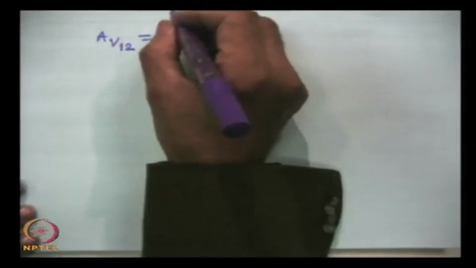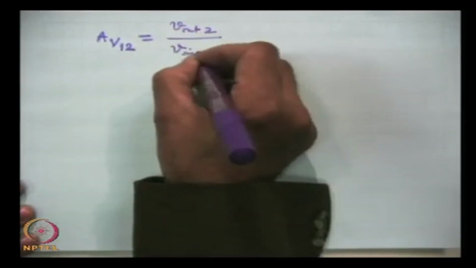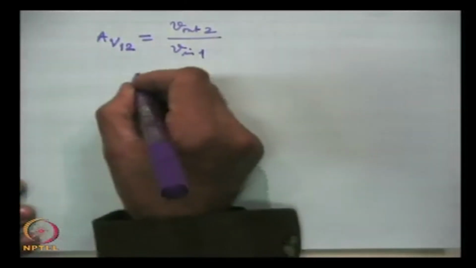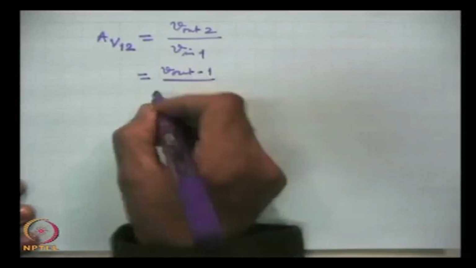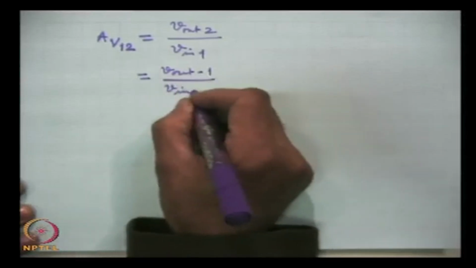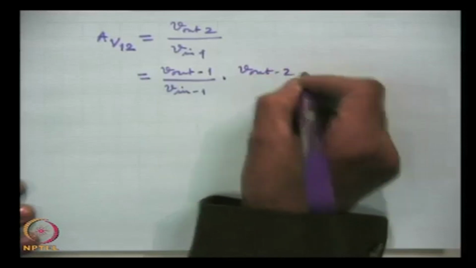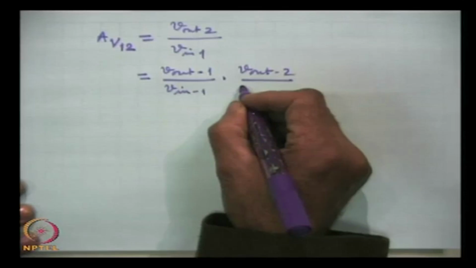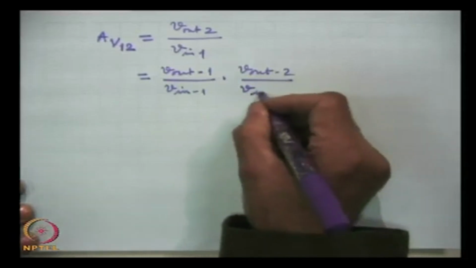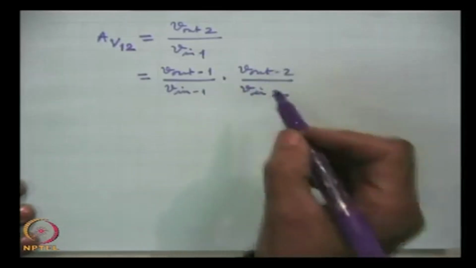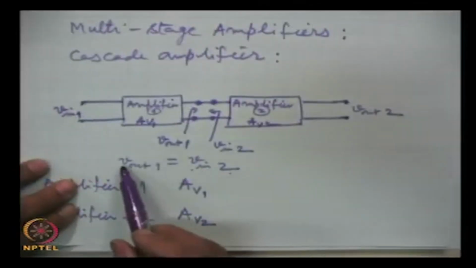So, here it is V out 2 by V in 1, and this can be written in the form V out 1 by V in 1 into V out 2 by V in 2, but this is equal to, we have seen that V in 2 is equal to V out 1.